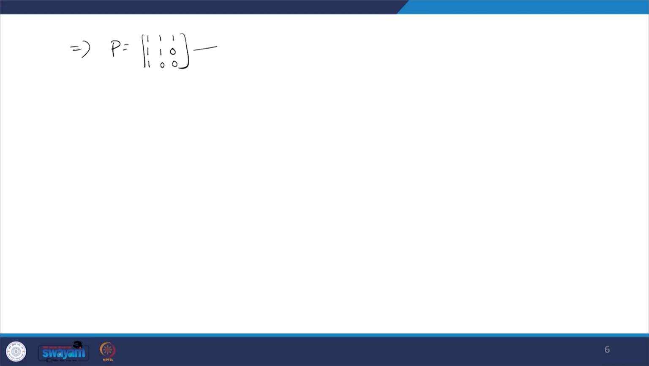Now, I want to cross-check whether my X is equal to P into X prime or not. Now, if I see P into X prime, this is equal to [[1, 1, 1], [1, 1, 0], [1, 0, 0]] times (Z, Y minus Z, X minus Y).